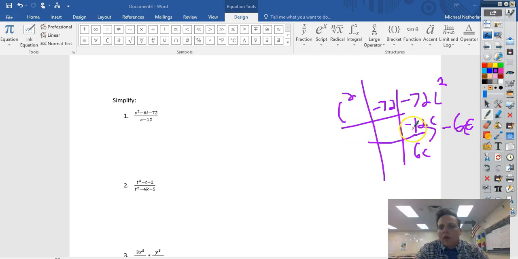So c squared and negative 12c, what do they have in common? A c. C squared and 6c, what do they have in common? A c. C times what is negative 12c? Negative 12. C times what is 6c? 6. We go across, we go across.